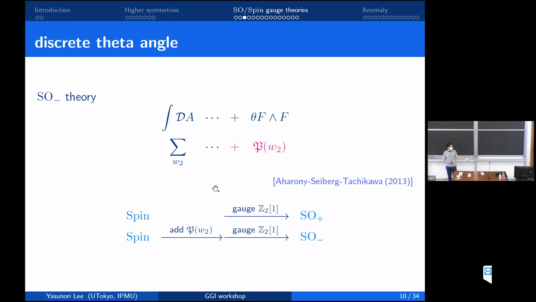And one technical remark for experts in the audience is that here we assume the space-time manifold to be equipped with spin structure for simplicity. One partial reason is that we will later incorporate fermions in the theory. So that's why we are assuming spin structure. And assuming spin structure, the discrete theta term is Z2 valued. So if you add the discrete theta term twice, then it has no effect. It becomes trivial.